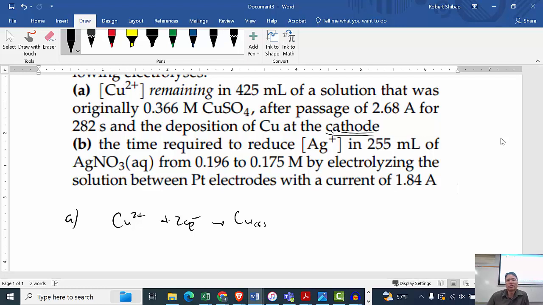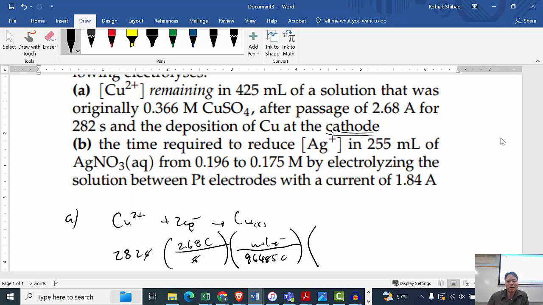So we just use the dimensional analysis for this. We start off with a fixed 282 seconds, and then just look for conversion factors. And we got 2.68 amps, so that's 2.68 coulombs per second. And so the seconds cancel. And then we have Faraday's constant, which we use a lot in this, 96,485 coulombs per mole of electrons. And then we have the half reaction here, that is, 1 mole of copper 2 plus per 2 moles of electrons. So the coulombs cancel, the moles of electrons cancel, and that leaves us with moles of copper 2 plus. Well, this is the moles of copper 2 plus reacted.